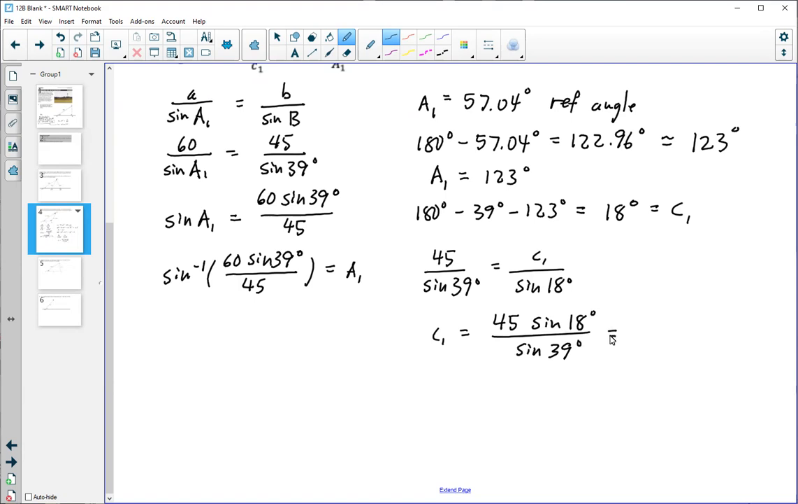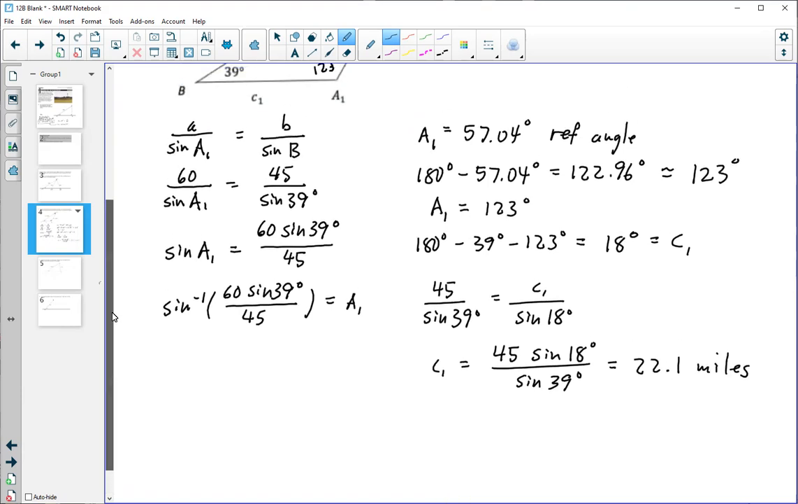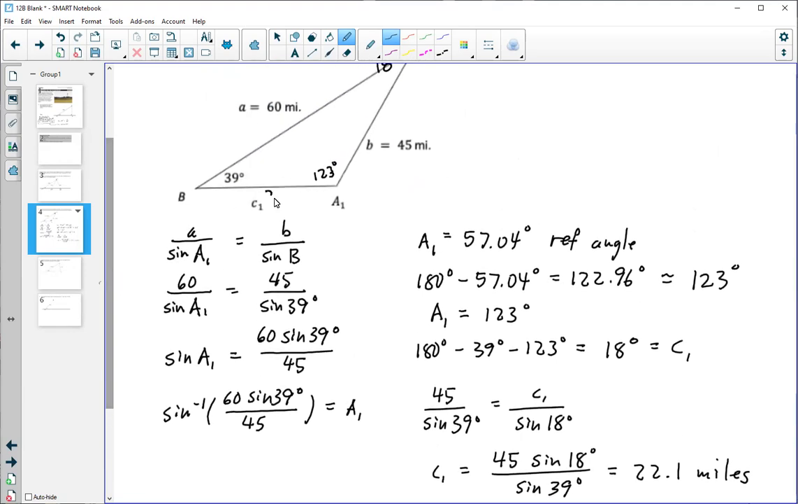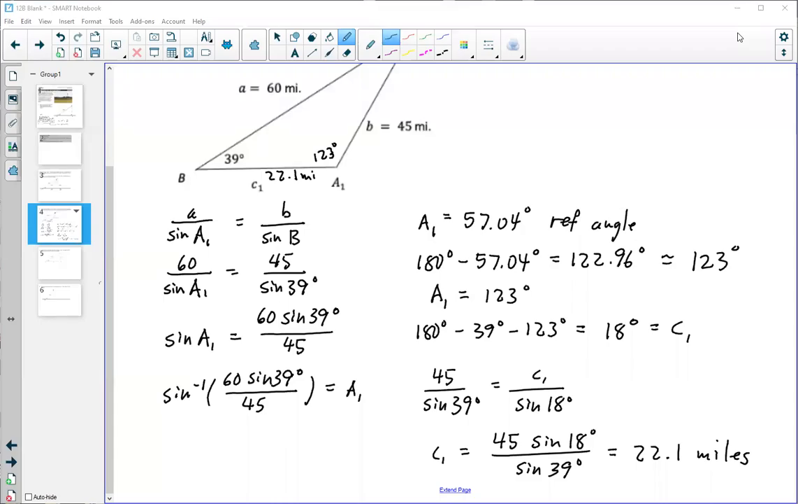And this ends up being about 22.1. That's going to be miles. So I'm going to go back up to the graph here, and side C1 is about 22.1 miles. This means Ben must drive approximately 22.1 miles from his house in order to pick up a signal from the cell tower.